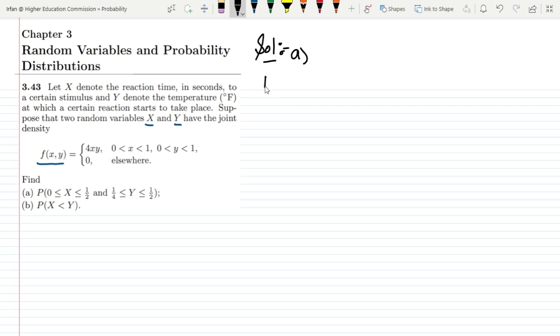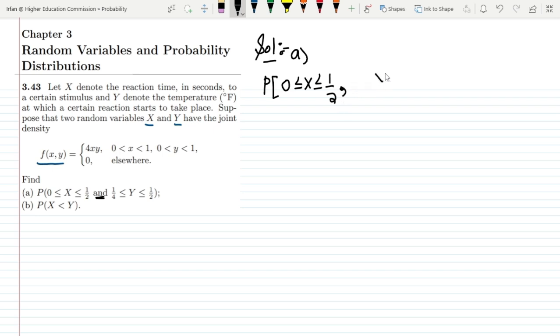Let us find out. So, probability of x greater than or equal to 0 and less than or equal to 1 by 2, and also y greater than or equal to 1 by 4. Instead of and, I can also put a comma here.